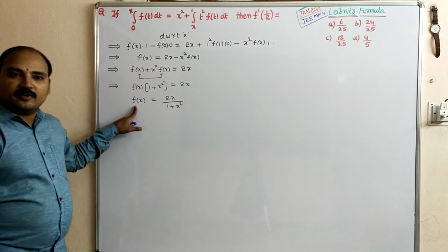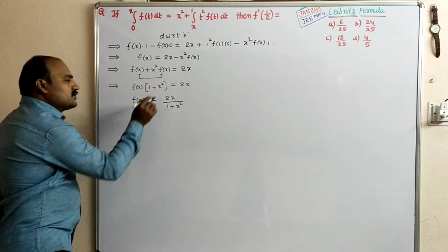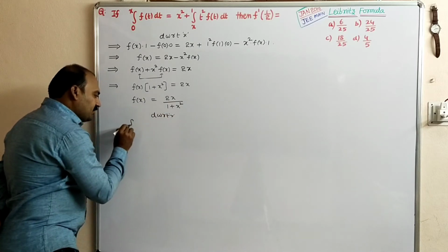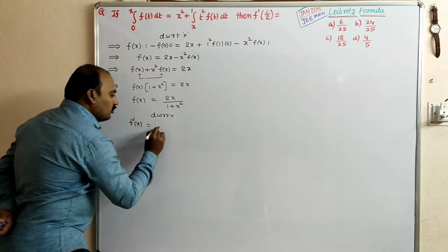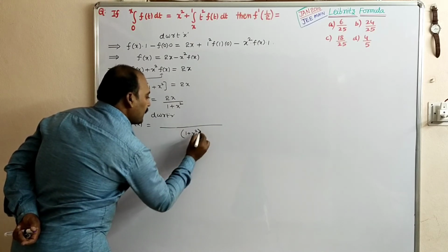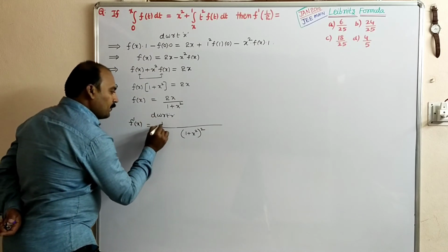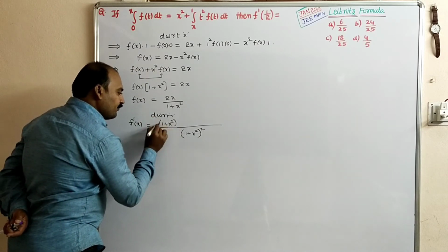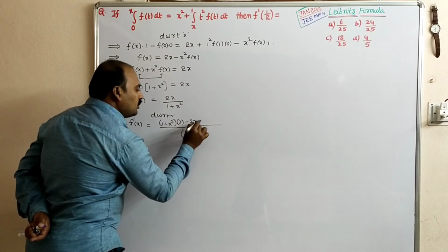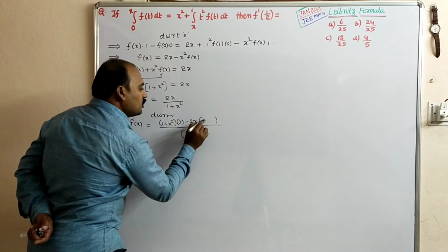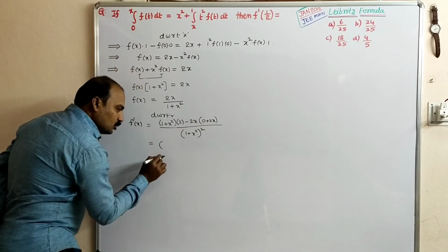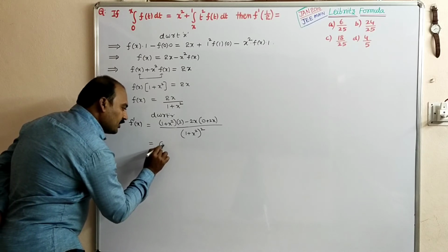After getting the value of f of x, now differentiate with respect to x using the u by v formula. Differentiate with respect to x, f dash of x equal to 1 plus x square whole square in the denominator. So 1 plus x square into d by dx of 2x is 2, minus 2x into d by dx of 1 plus x square, 0 plus 2x. So which is equal to 1 plus x square into 2. So write it like this only now.